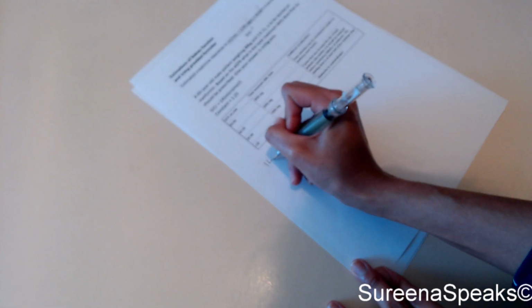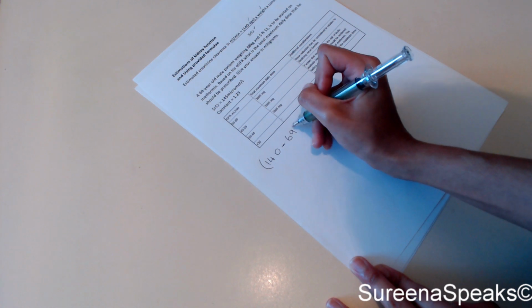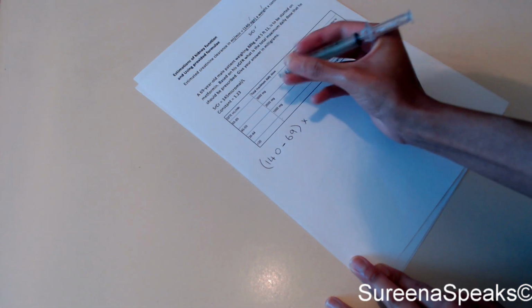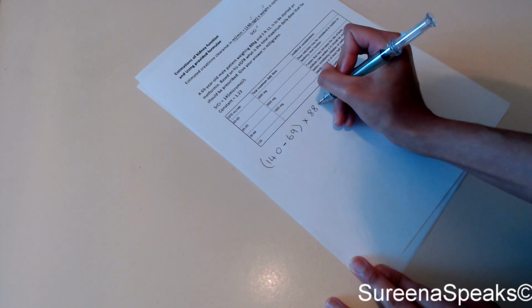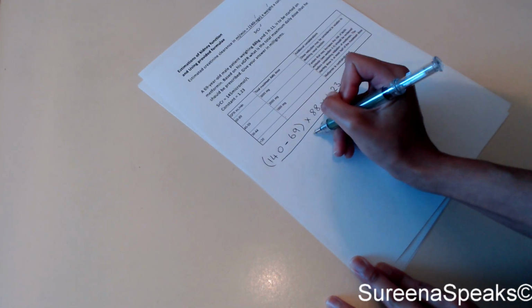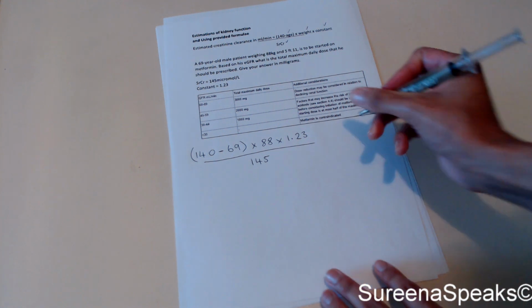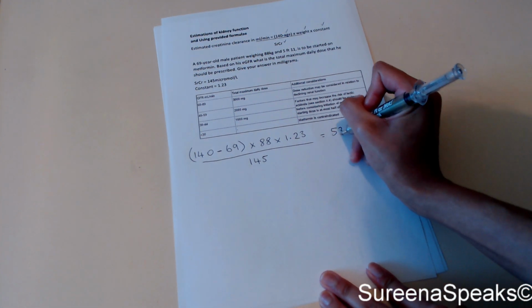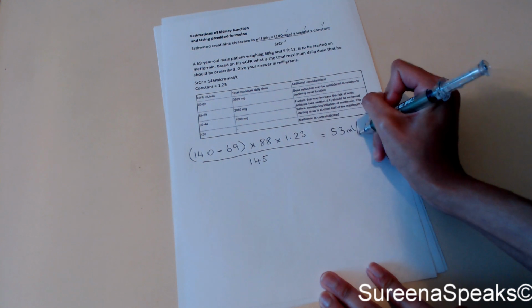So again, we're going to write out this equation, but we'll include the bits of information that we do know. So 140 minus his age of 69, times by his weight of 88, nice little rhyme, times by the constant of 1.23, and we're going to divide the whole lot by 145. And again, we're going to use our GPhC approved calculator, and we end up with 53. And that's 53 mL per minute.